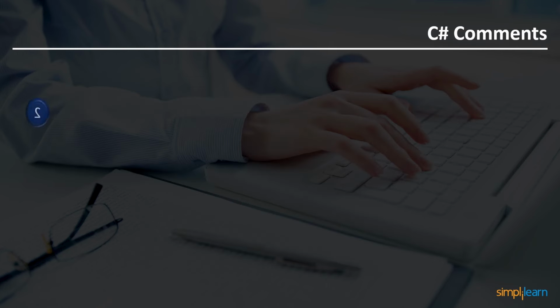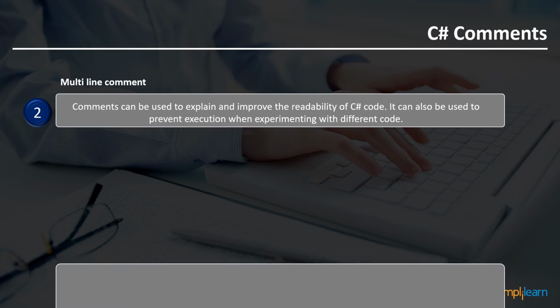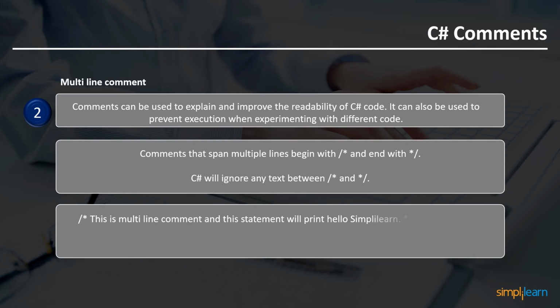Followed by single line comments, we have multi-line comments in C#. Comments that span multiple lines begin with /* and end with */ and can be considered multi-line comments. C# will ignore any text between these markers. In this example, you can see this is a multi-line comment, and this statement that prints hello, Simplilearn is a comment hidden between /* and */. So this is a multi-line comment. With that, we have finished the multi-line comments in C# programming language.